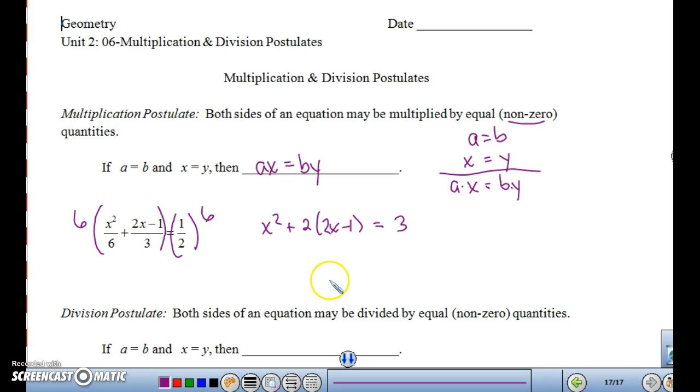So the reason that we can do this is because of the multiplication postulate. I'm multiplying this side of the equation by 6, and I'm also multiplying the opposite side by 6, so I'm not changing the value of the equation, I am just multiplying it by the same thing.